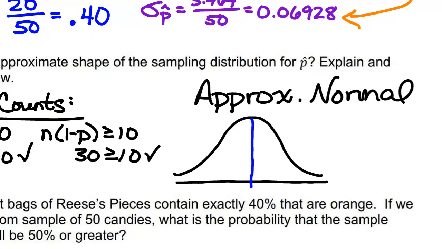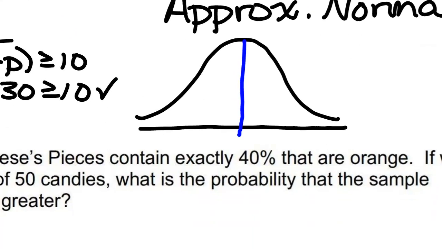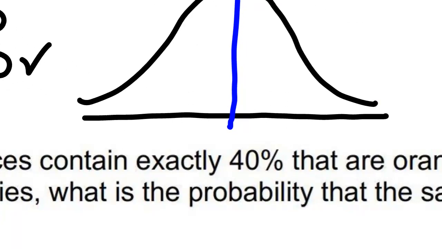So the issue is that sometimes we're not going to be doing the sampling ourselves, and we will only have what P is for the population. In that case, we need to know that the mean for P hat, mu for P hat, is the same as the population proportion. My bad, I misspoke there.